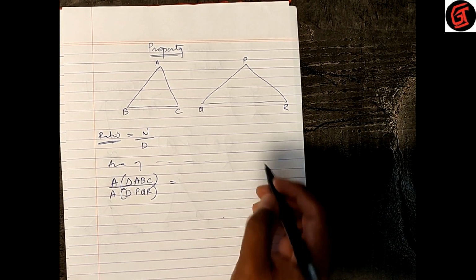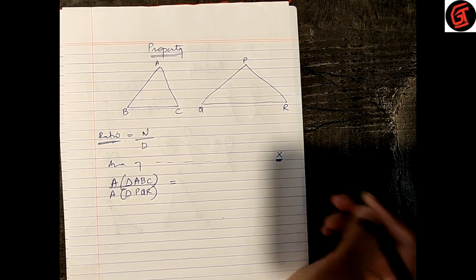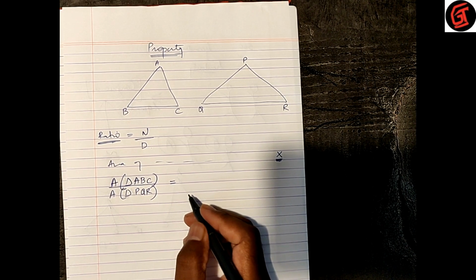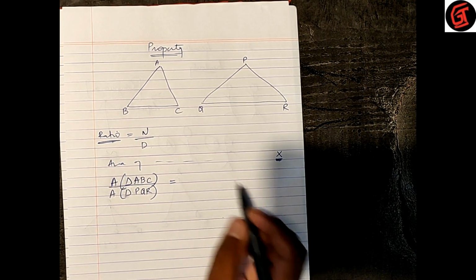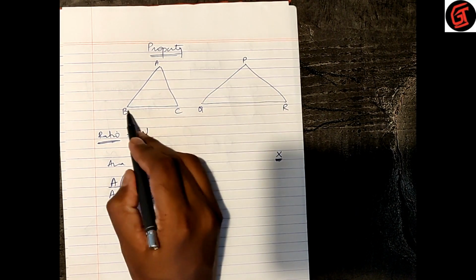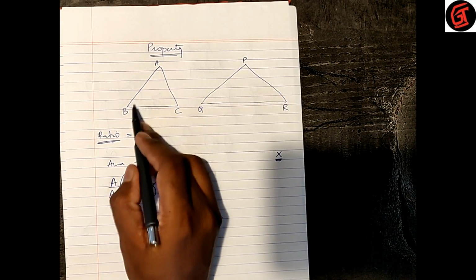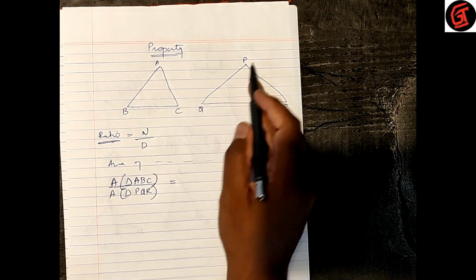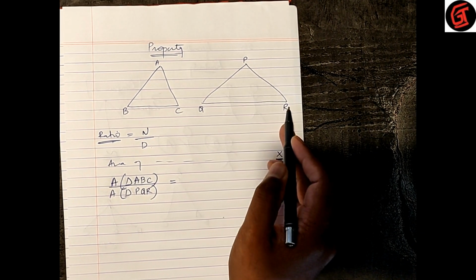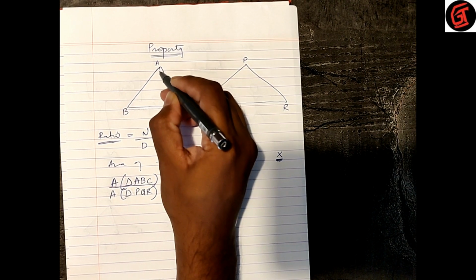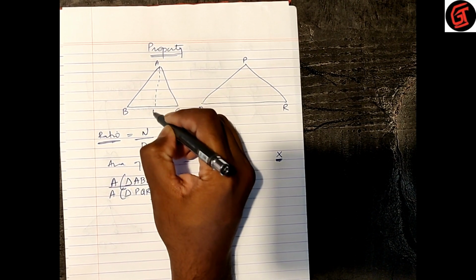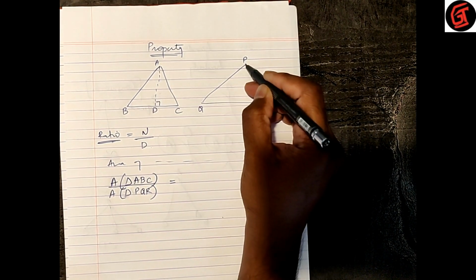Now, what is the meaning of the word product? Product means multiplication. That is equal to the ratio of the product of their bases and corresponding heights. Now, in this triangle and this triangle, we have a base. Base of triangle ABC is BC. Base of triangle PQR is QR. But we don't have a height. So suppose we draw a height here. This height can also be called an altitude.